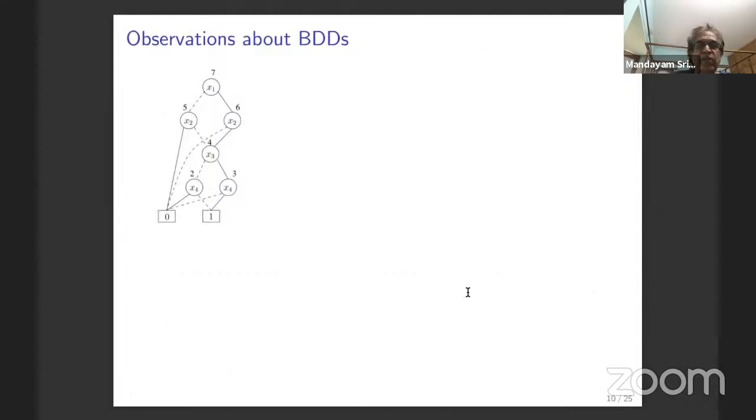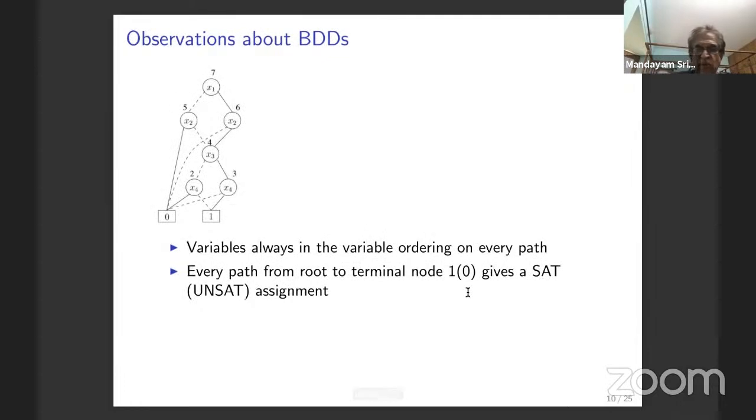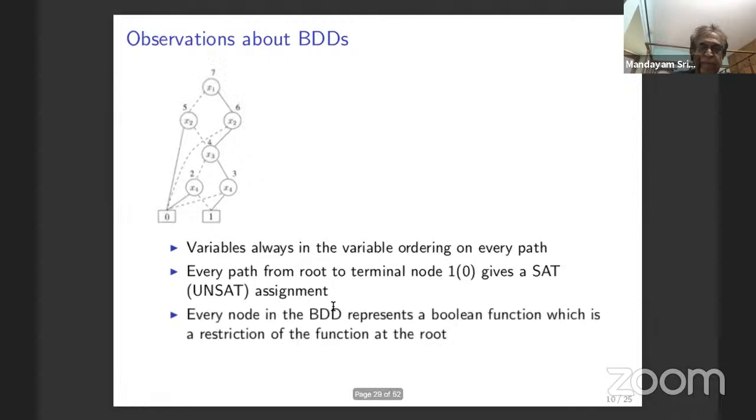Here is a summary of observations about what we've seen of BDDs. The variables on every path leading from the root to a leaf always respect the chosen variable order. Every path from the root to the terminal node 1 gives a satisfying assignment, and every path from the root to the 0 leaf gives an unsatisfying assignment of the Boolean function denoted by the BDD.